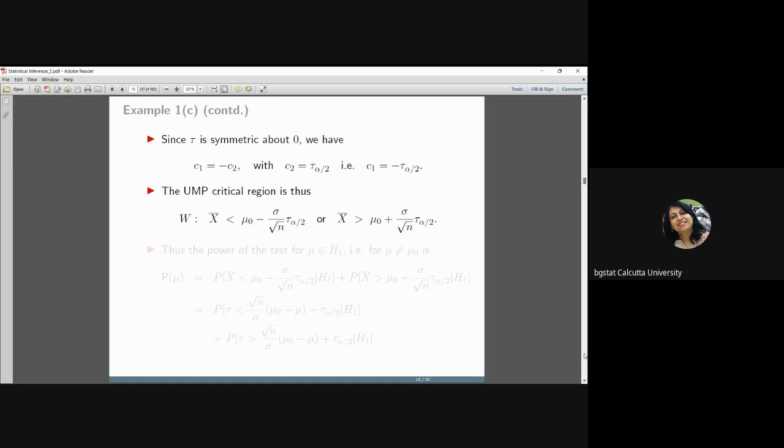So for the two-sided alternative, the critical region turns out to be reject H naught either if x bar is less than mu naught minus sigma by root n tau alpha by 2, or x bar is greater than mu naught plus sigma by root n tau alpha by 2. So the form is very similar to the right-tailed or the left-tailed test. The only difference is that alpha is now replaced by alpha over 2. And similarly, we can write down the expression for the power function of the test. It will be the sum of two quantities.